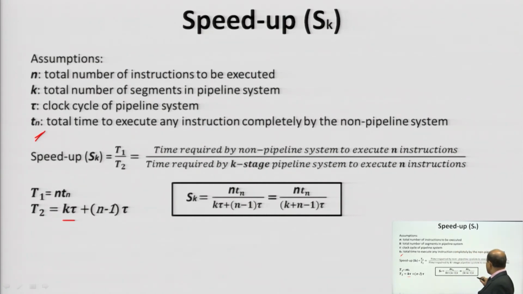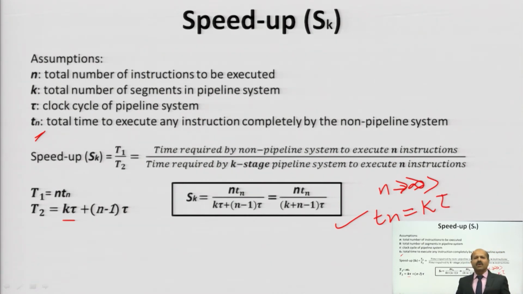So, this is the formula for speed up factor. We can easily calculate the speed up factor for pipeline system, or we can see the pipeline system is faster than the non pipeline system. If we consider n is very large, and T n is equal to k times tau, that means the non pipeline system is converted into a k stage pipeline system. So, obviously, T n will be k times tau.